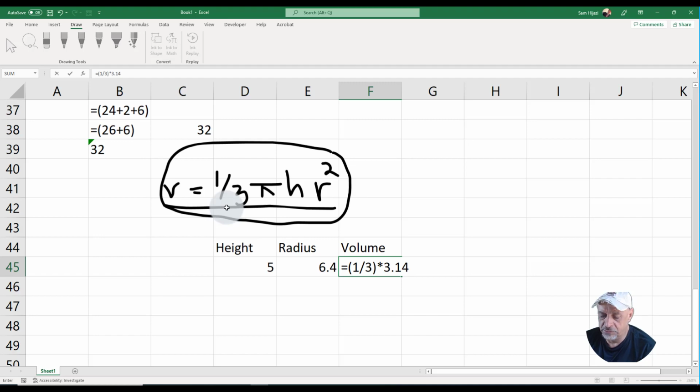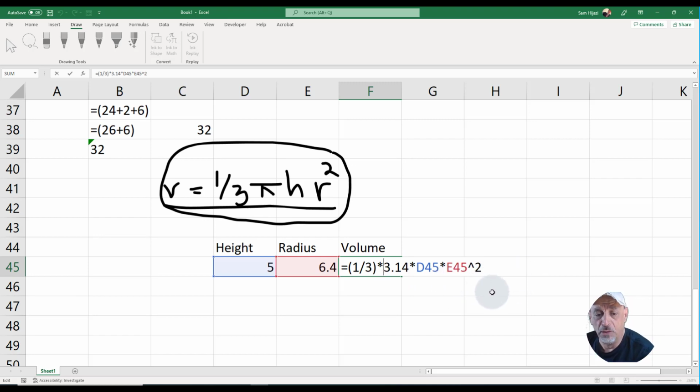So this is multiplied by what? It's multiplied by the height, asterisk, whatever the value of the height is, which in this case happens to be 5, though it could change to any value. And that is multiplied by the radius, and the radius is raised to the second power. So whatever is in cell E45, exponent, raised to the second power, which is 2. And now if I hit enter, of course you're going to get the volume. So this is a very easy example.